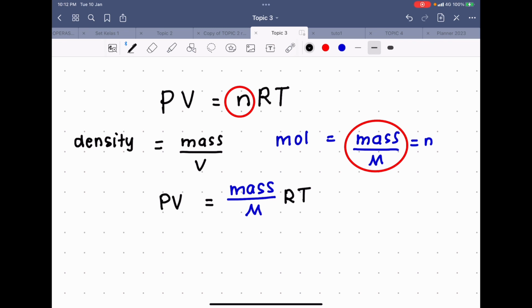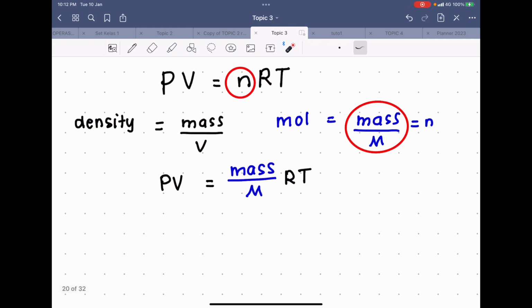Again, let's rethink. What we want now is density, where the equation is mass over volume. Is there any mass in our new equation? Yes, we have mass here. Do we have volume? Yes, we have it here. So what we need to do now is just rearrange our equation so that we have mass over volume equals what?